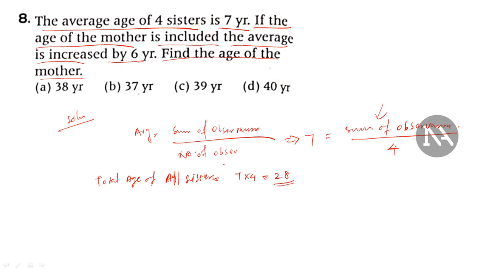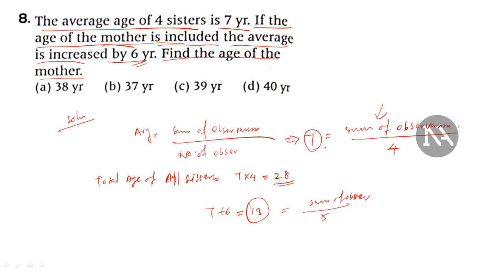Now if the age of the mother is included, the average is increased by 6 years. Then what is the age of the mother? That is the real question. So how can we find out? The new average is increased by 6 years. The previous average is 7, so 7 plus 6 is 13. This is the new average. Now the number of persons is 5, 4 sisters and 1 mother. So now also we have to find out the sum of observations.